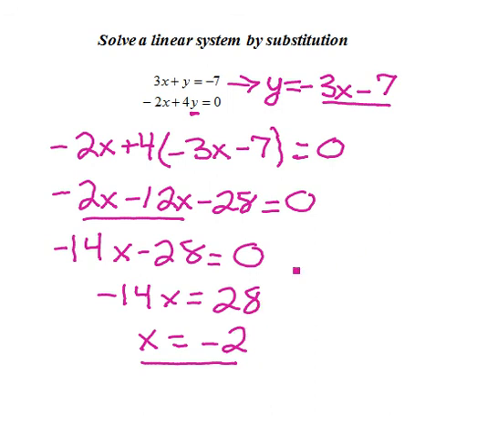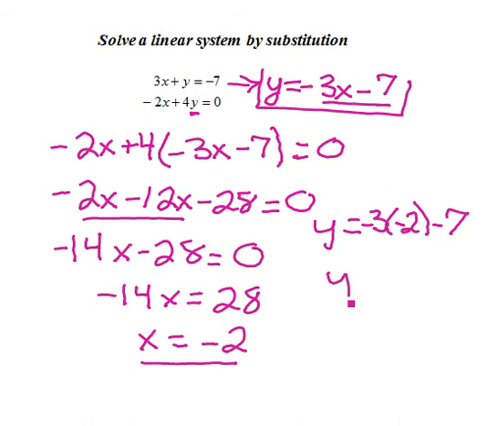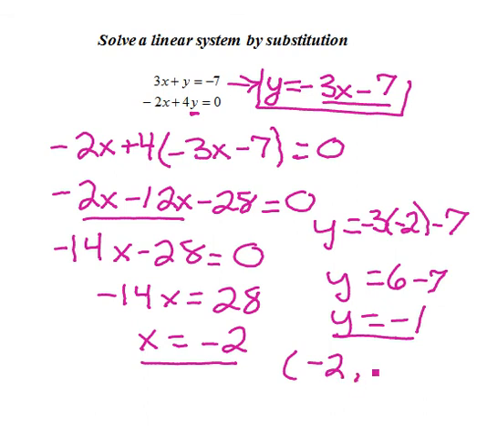Now, the solution to my system is an ordered pair, so I have to evaluate y. So if I take x equals negative 2 and I plug it into my original equation that I solved for y, I get y equals negative 3 times negative 2 minus 7. Negative 3 times negative 2 is a positive 6. 6 minus 7 gives me my solution y equals negative 1. So the solution to my system would be the ordered pair negative 2, negative 1.